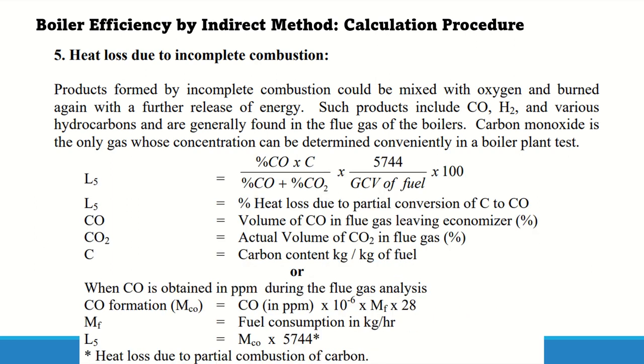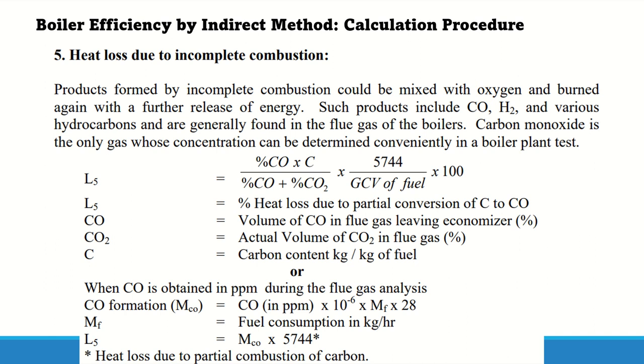Okay, L5 equals the percentage of CO available in the flue gas times C, the carbon content present in the fuel, divided by the percentage of CO plus CO2 available in the flue gas, times 5744, which is a multiplication factor, divided by GCV of fuel times 100. This is another loss. It's called incomplete combustion loss.